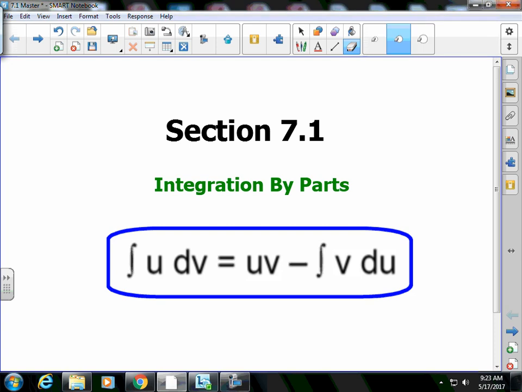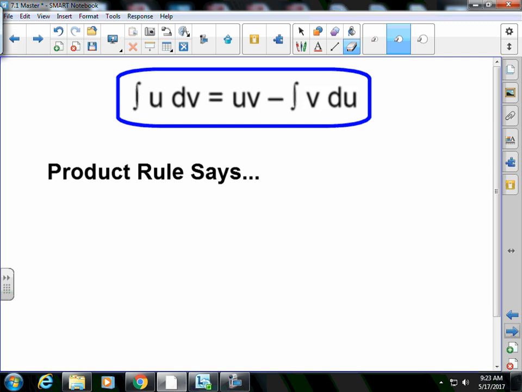Welcome back. Today we are covering section 7.1, which will be on your second test. It's integration by parts. And we say the integration of u dv is equal to u times v minus the integration of v du. So we say, well, where does that come from?